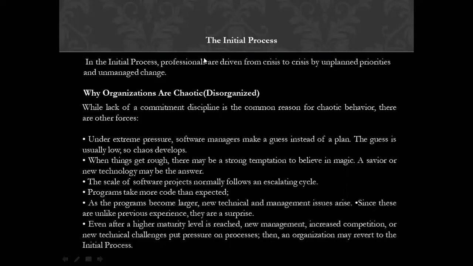Apart from that, the first point: under extreme pressure, software managers make a guess instead of a plan. The guess is usually low, so chaos develops. What is the meaning of this line?